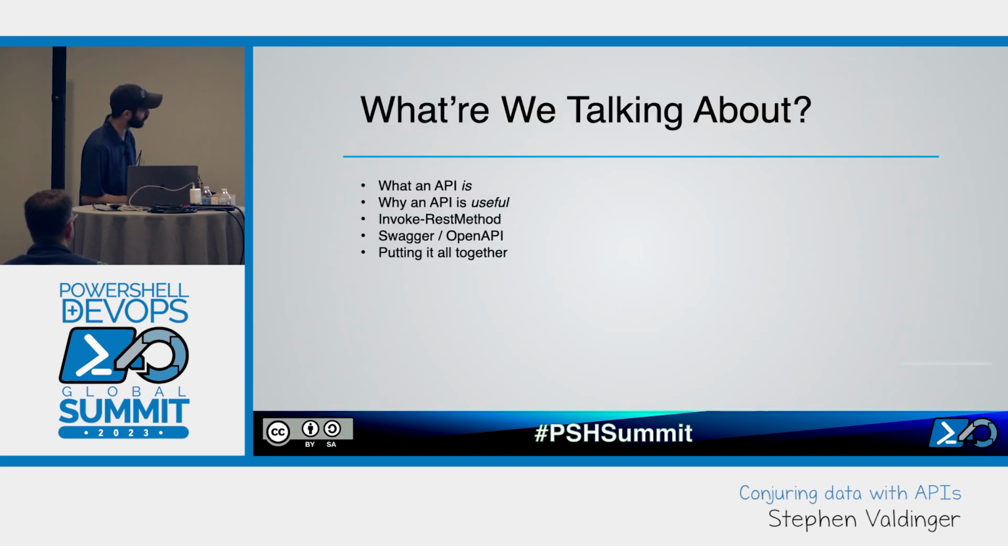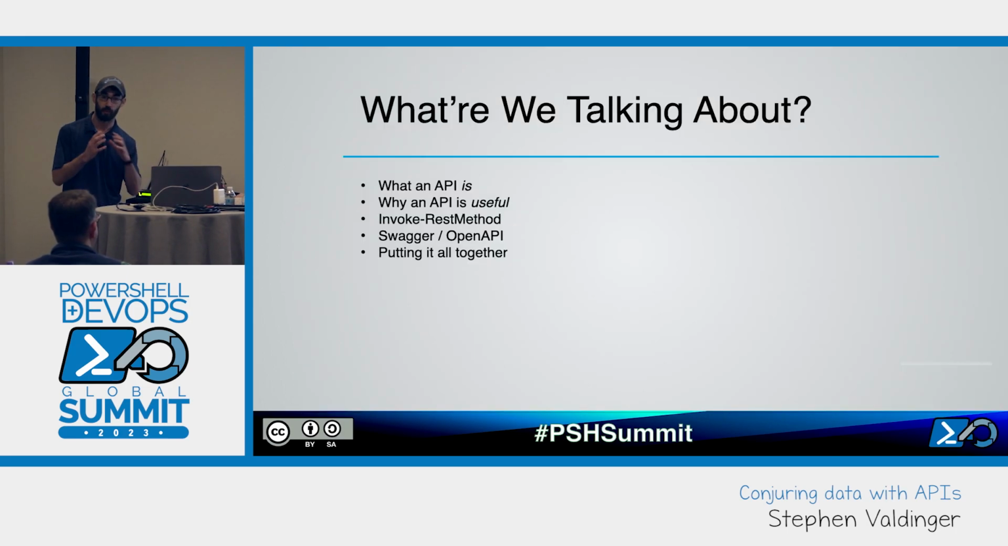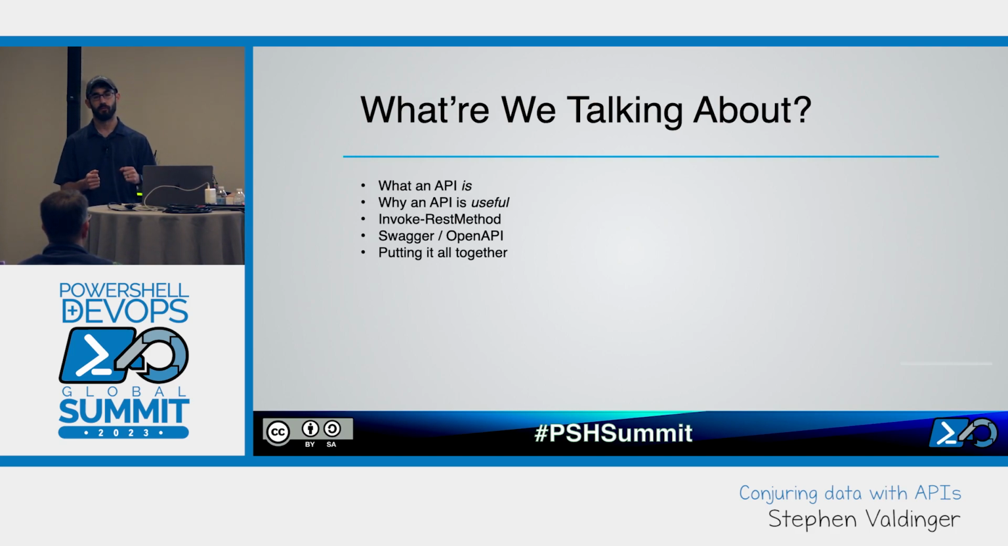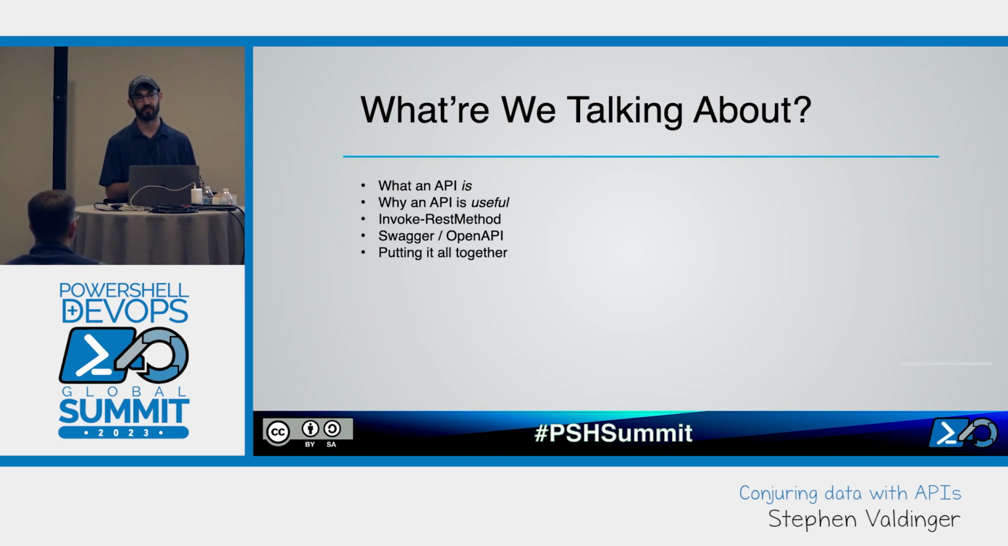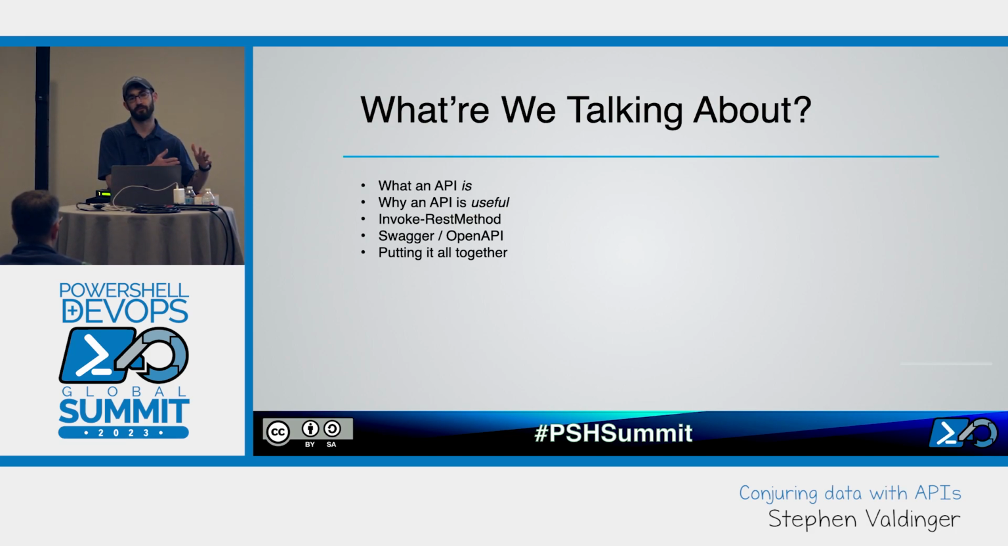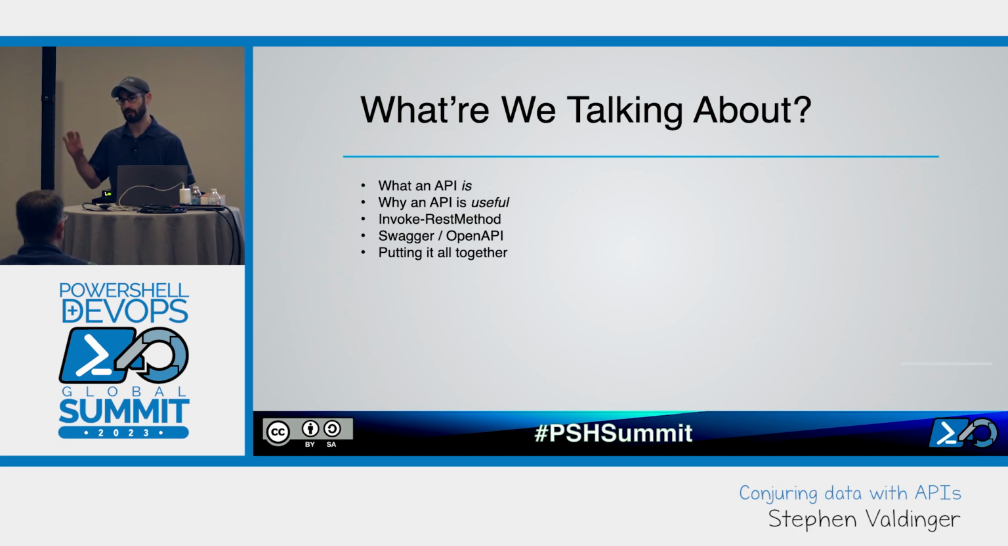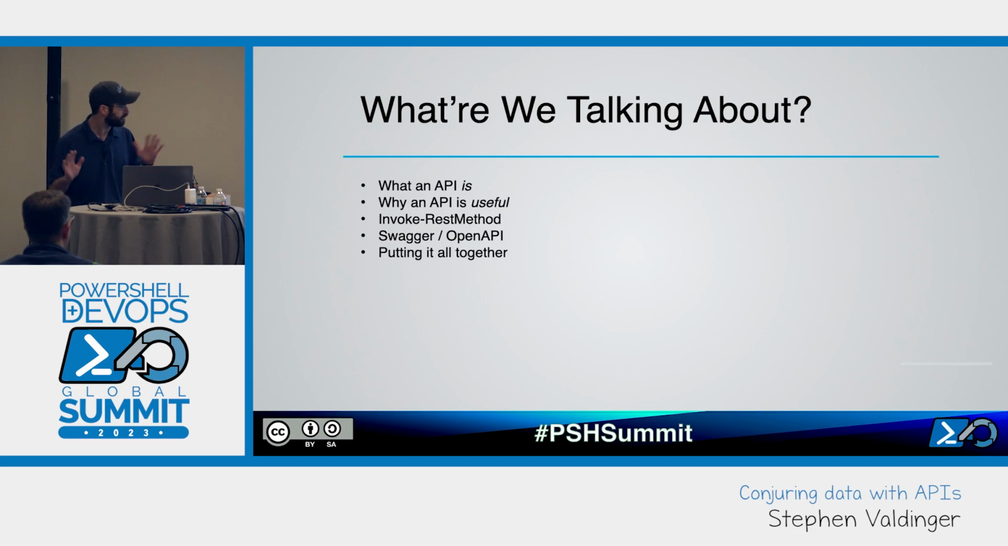Go next. So what are we going to talk about, right? We're going to talk about what an API is, why APIs are useful. We're going to talk about Invoke-RestMethod, because that's kind of our pathway to using these things inside of PowerShell. We're going to look at Swagger/OpenAPI, since Swagger is now OpenAPI, means the same thing, and then we're going to put it all together.